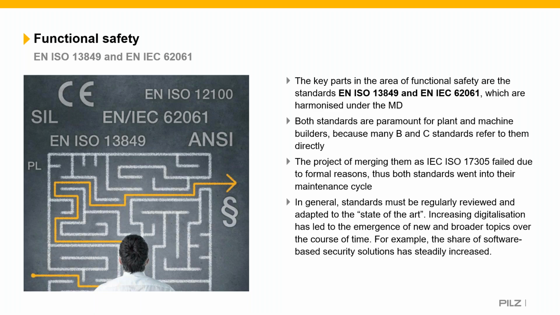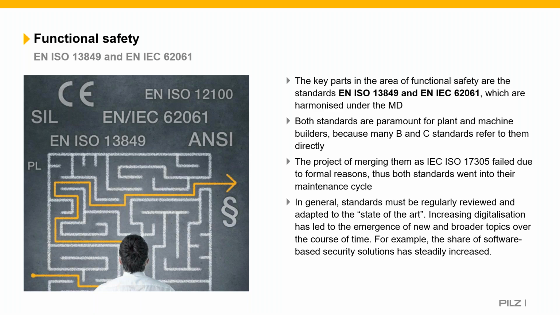13849 itself is a B standard, and for those that don't know, C standards are machine specific standards. So maybe an example where you would hear this referred to would be in the robotics standard 10218 Part 2, where it will say that safety functions need to meet a minimum of performance level D category 3. So you can see there a direct reference to 13849.